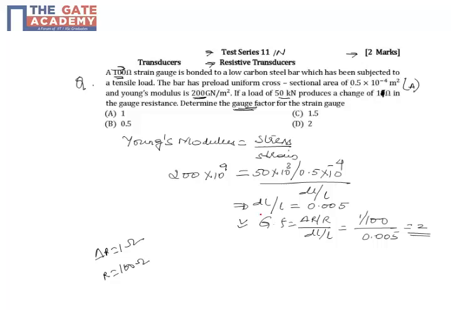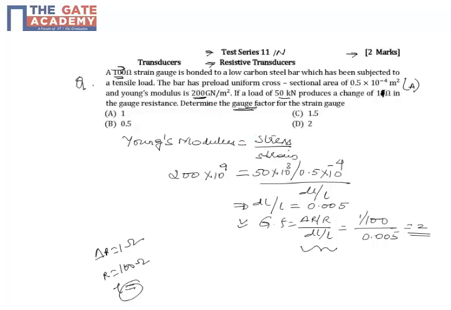So in order to compute the gauge factor, we need to know the quantity change in length by original length. We don't know the original length, so from the question we need to compute the change in length by original length, which we can calculate from the Young's modulus expression, which is nothing but stress by strain.